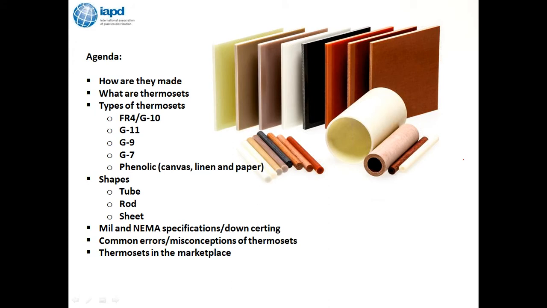Here's our agenda for today. What we're going to talk about is how these materials are made, what are thermosets, the various types of thermoset materials available, the different types of shapes that they come in, tube, rod, and sheet. And then we're going to talk a little bit about the mill and NEMA specifications and how they're important, as well as downserting of materials. Then we'll talk a little bit about the common errors or misconceptions that are seen in thermosets. And then finally, we'll give you a couple case examples of how thermosets are seen in the marketplace and how you can, as a distributor, go out to those items in the market.